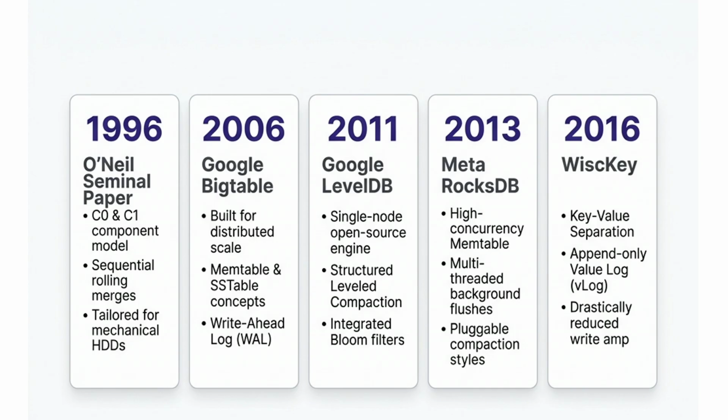Wait a minute, hold on. I see a huge flaw here. Oh, what's that? Well, RAM is volatile. It requires constant electricity to hold data. If a server loses power or, I don't know, a technician accidentally trips over the power cord, doesn't that entire in-memory C0 tree just vanish into thin air? It does. You'd lose all your most recent critical data.